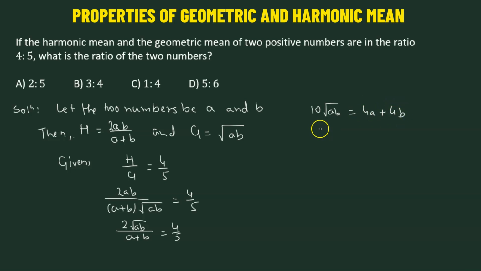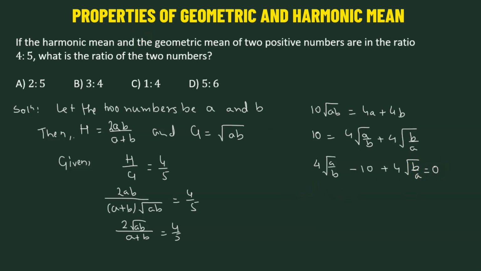Now we'll divide both sides by square root of AB. That gives us 10 equals 4 times A divided by square root of AB, so that's going to be square root of A over B, plus 4 times B divided by square root of AB, so that's going to be square root of B over A. Now we can finally rewrite it as 4 times square root of A over B minus 10 plus 4 times square root of B over A equals 0.